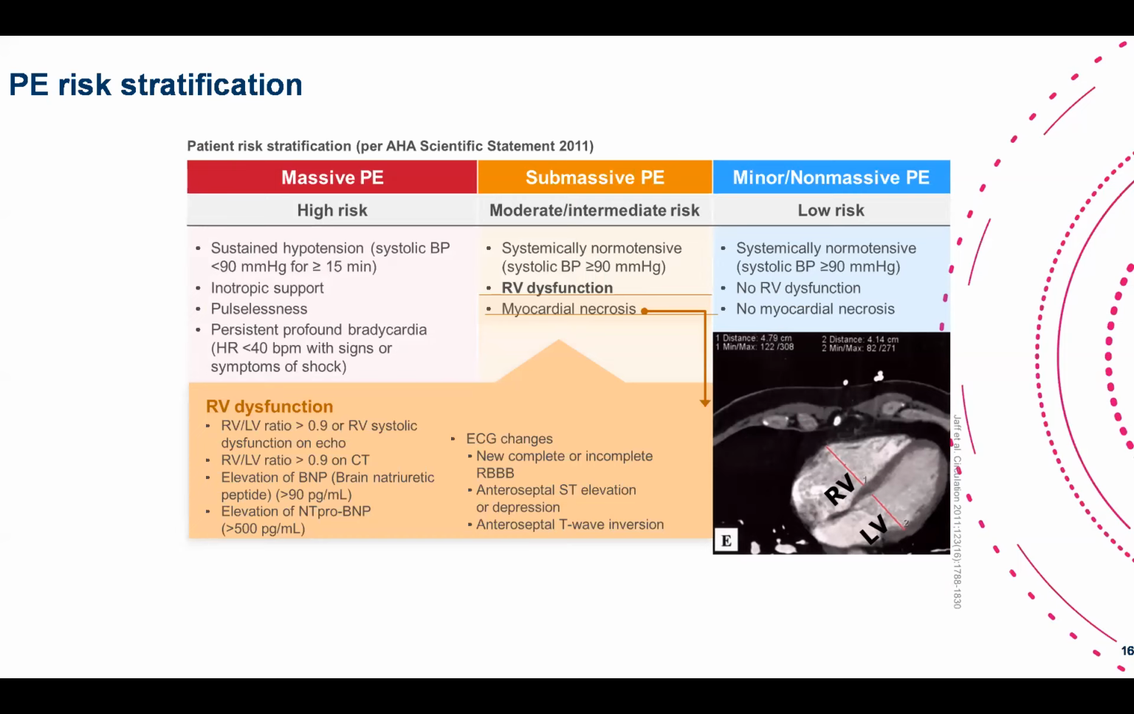Massive PE means that the patient has sustained hypotension with a systolic pressure less than 90 for more than 15 minutes, and they need inotropic support, and there is persistent profound bradycardia. The heart rate is below 40, and there are signs or symptoms of shock. Moderate submassive PE, they are normotensive, but they have evidence of RV dysfunction and myocardial necrosis. Minor, they just behave normal.